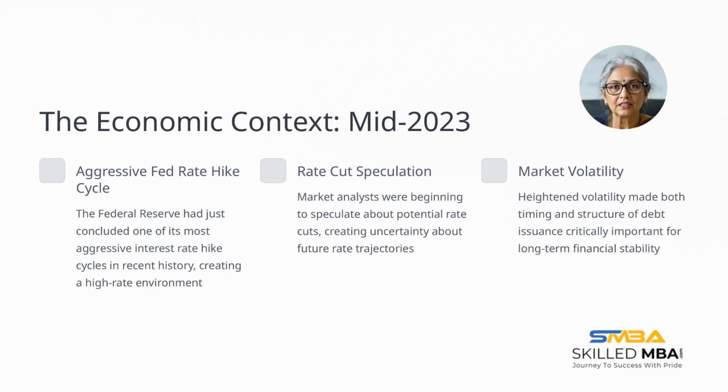In mid-2023, the Federal Reserve's aggressive rate hike cycle resulted in a high-rate environment. Speculation about potential rate cuts added uncertainty to future rate trajectories. This heightened market volatility made the timing and structure of debt issuance crucial for ensuring long-term financial stability.